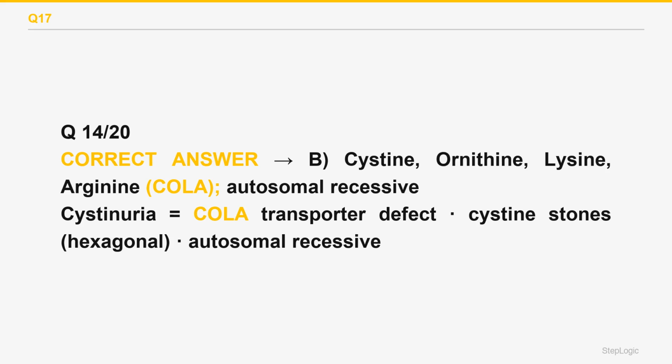The key facts: cystinuria is autosomal recessive, affects the COLA amino acids, and causes recurrent cystine stones that are characteristically faintly radio-opaque with hexagonal crystals. Treatment focuses on cystine solubility: hydration, urinary alkalinization, since cystine is more soluble at higher pH, and chelating agents like penicillamine. The COLA amino acid transport defect with hexagonal cystine crystals inherited in an autosomal recessive pattern defines cystinuria.